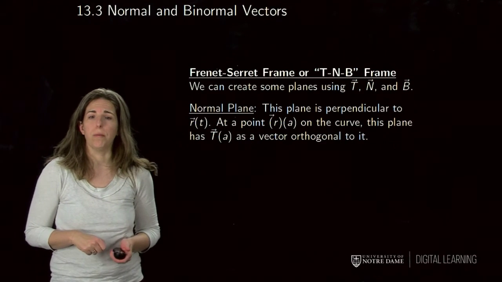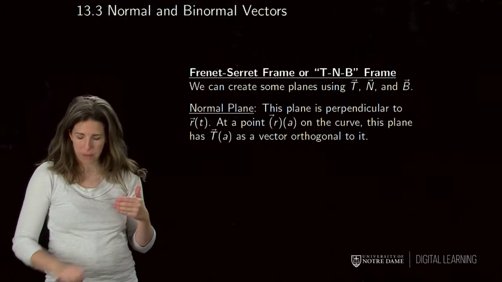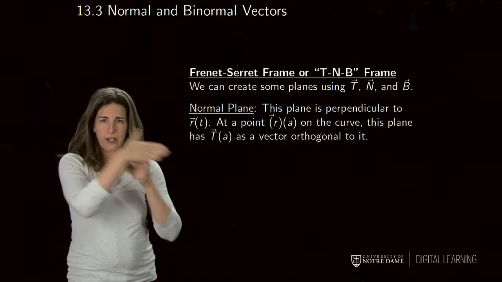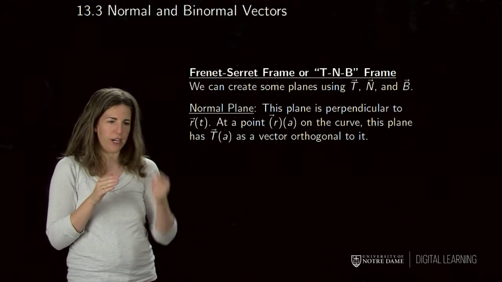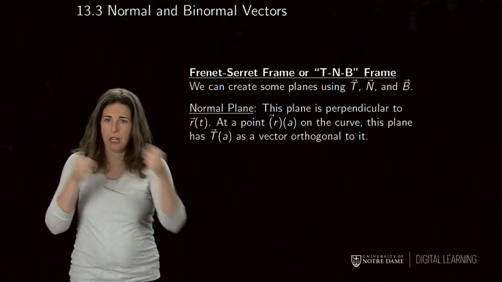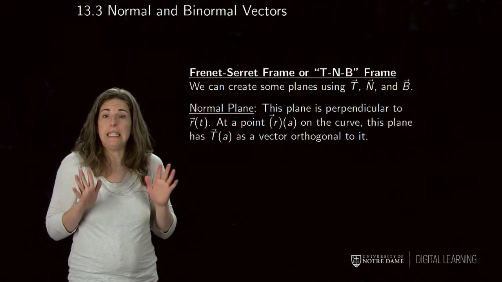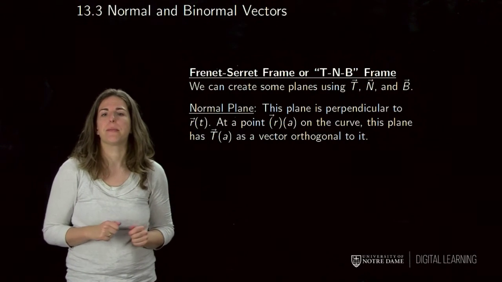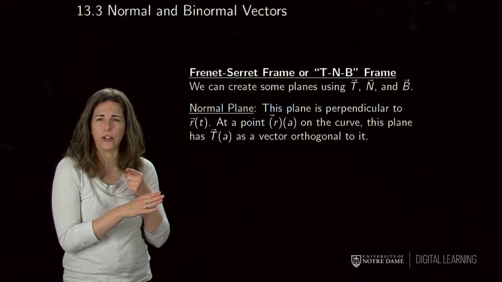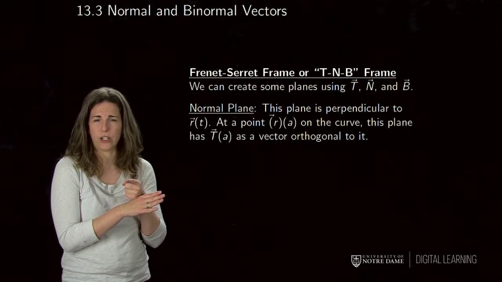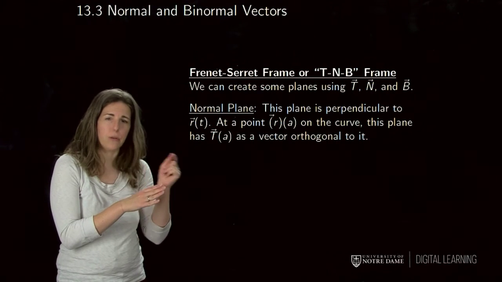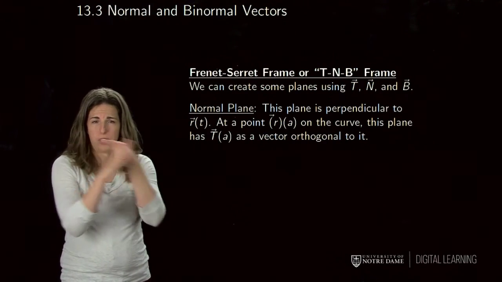The first one is the normal plane. This is the plane which is going to be perpendicular to our curve. If you imagine our curve is coming like this, the normal plane is always going to be orthogonal to it. Like if it was a train track, you'd be putting sort of a flat board on the train, and it would just be following the train track around. We can imagine that we have really twisty, curvy, crazy train tracks. This plane has the vector T of a, the unit tangent evaluated at the point t equals a, as the vector which is orthogonal to this plane.